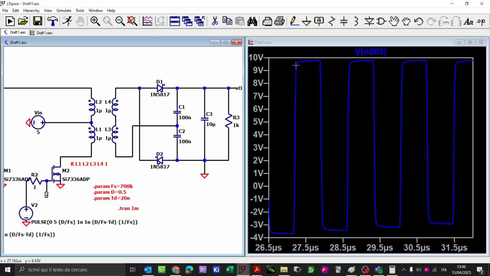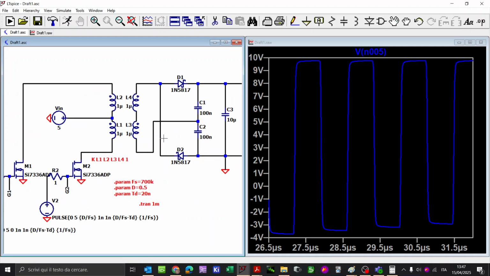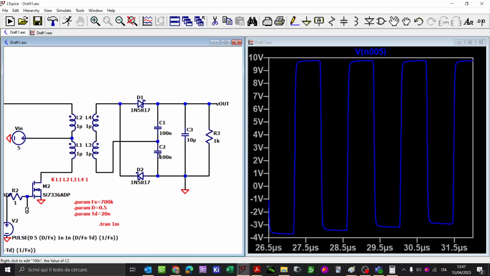Now, let's check this point here. As you can see, we have a tremendous amount of ripple. This is not good, because it means that the voltage doubler is not working properly. We need to increase the value of this capacitance.